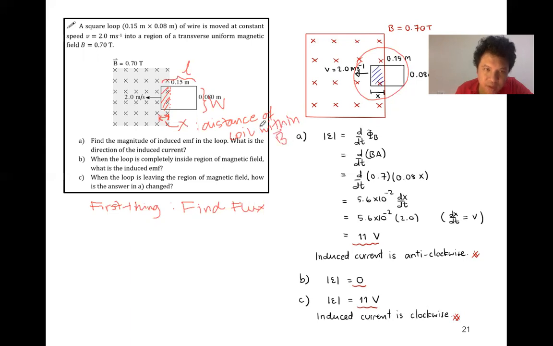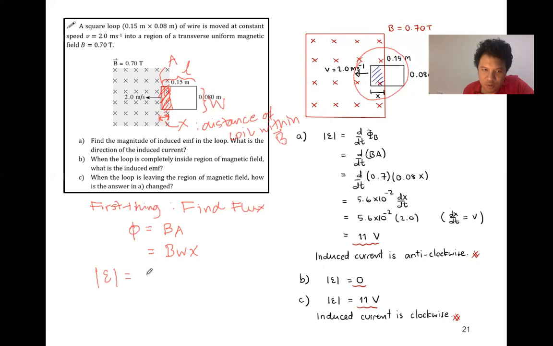Distance of coil within magnetic field. So if I do flux phi equals BA, the area A, we are going to count only this area as A. So that A will become W times X, not W times L.